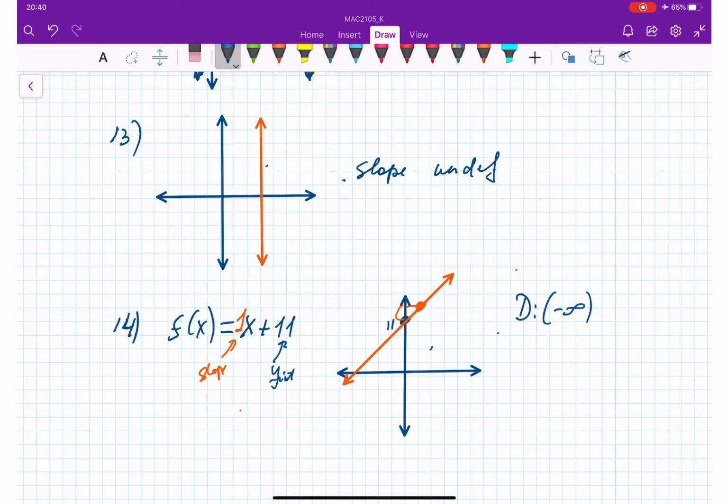Why? Because algebraically x has degree 1, right? Here degree 1. And looking at the graph, it's a smooth linear graph without break. Okay, so that's the domain. And the range, accordingly, we said if the domain is negative infinity to positive infinity, accordingly the range is also negative infinity to positive infinity. All right, so is this a function? Yes, it is a function.